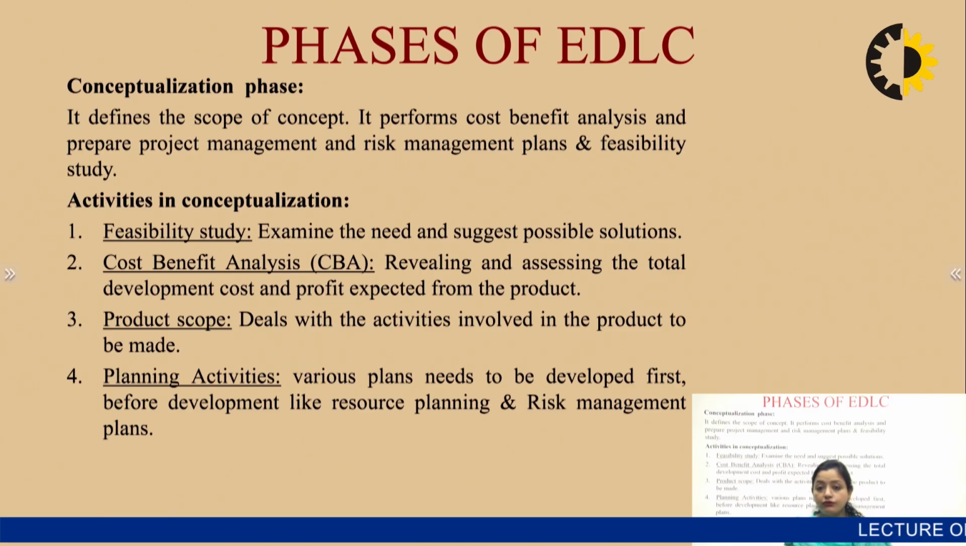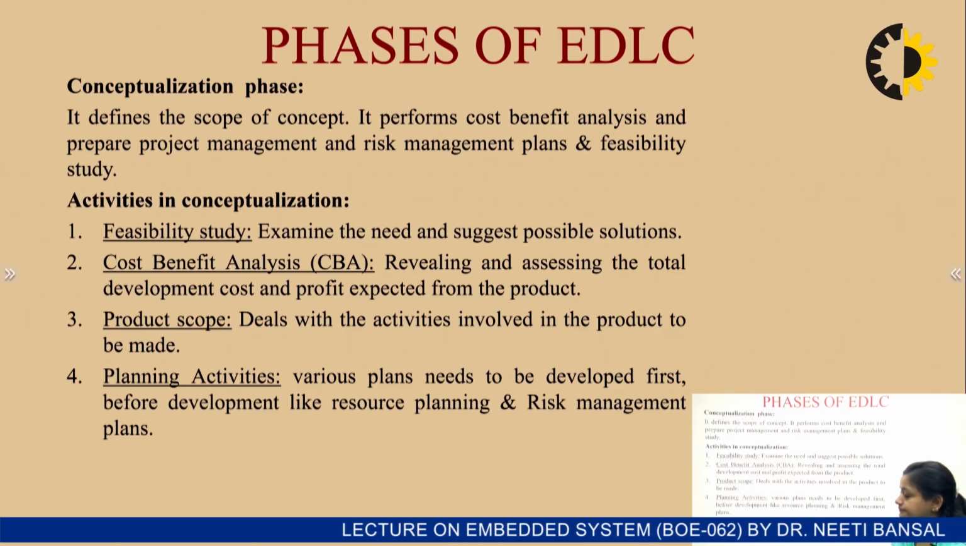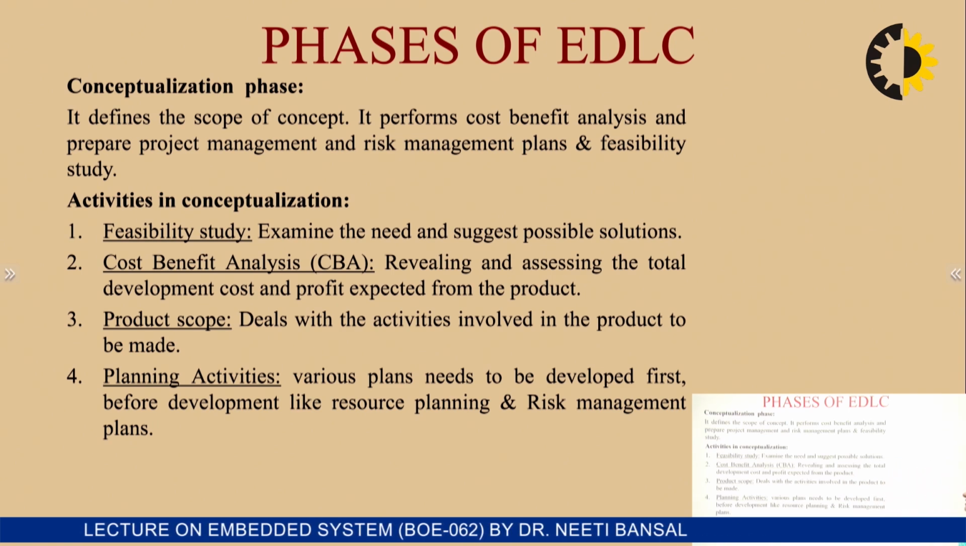Okay, so what is the capital expenditure that I need to spend over it, and what is the revenue that I expect from this product? You will do a cost benefit analysis. Product scope, it deals with the activities involved in the product to be made. What is the scope of the product? Okay, I already mentioned. Planning activities, then you will plan various needs to be developed first before development, like resource planning, risk management plans, etc. Okay, so once you have understood the need, then in the second step we move to conceptualization.